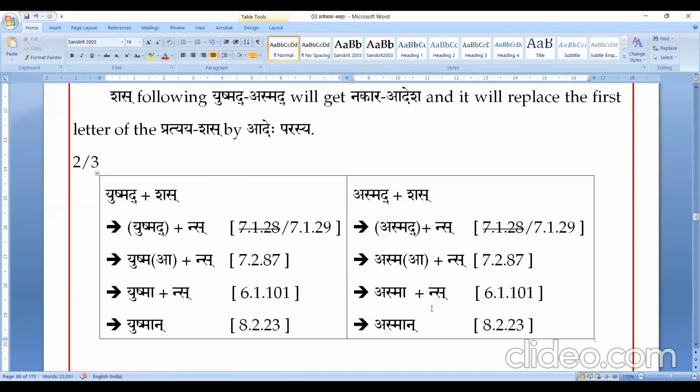You cannot apply na lopaha. Okay, of course that will not come here. Almost not required. And nakara it is at the end. Na padantasya. Your shakara is there. All the letters which are there, all the letters, it will not undergo nattam also because na padantasya removes. Only the apadanta nakara will undergo nattam. So that it also doesn't apply. So final form is Yushman Asman. Okay.